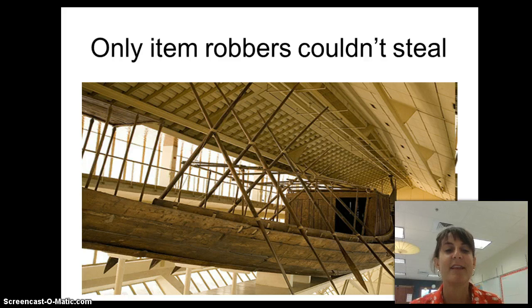In fact, this is really the only item that robbers could not steal out of Khufu's tomb, and this was his funeral boat. What would happen is when the pharaoh died, they would load up his possessions and his coffin, his sarcophagus, onto the boat along with his family and his paid mourners, and they would sail down the Nile and then entomb him into his pyramid and leave the boat there.